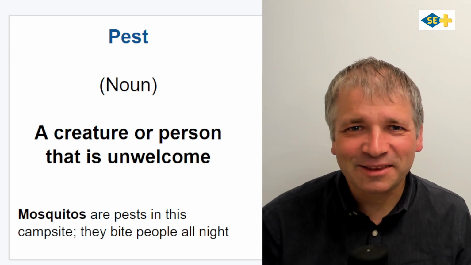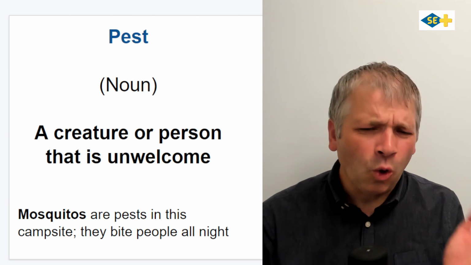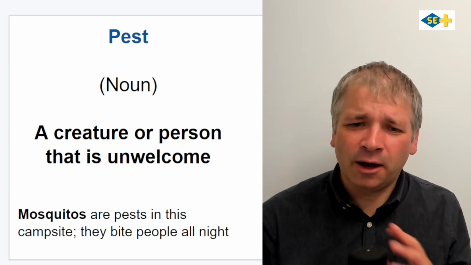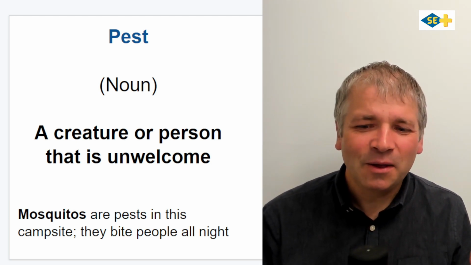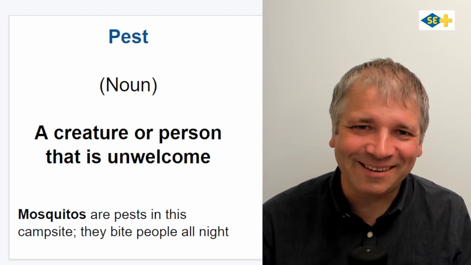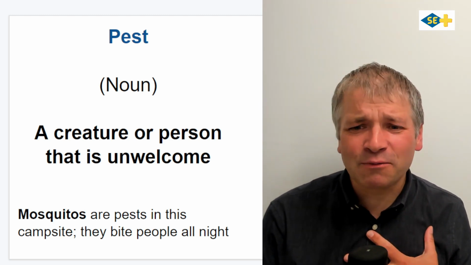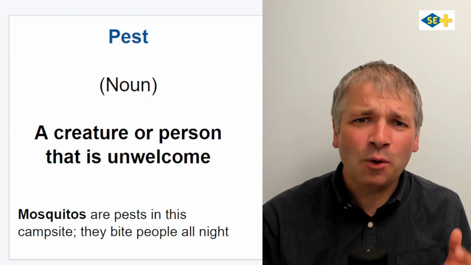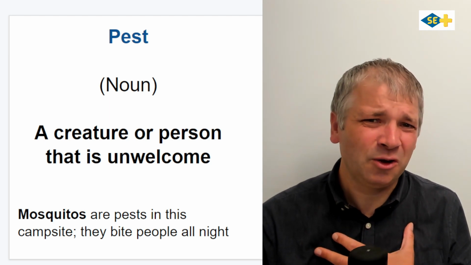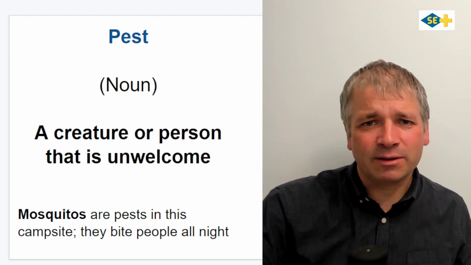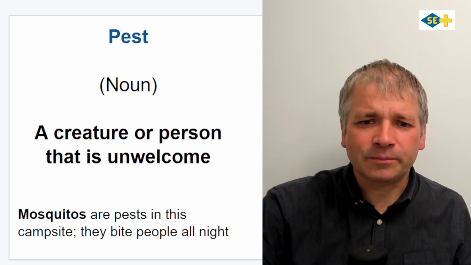Pest. This is a noun and it can mean a creature or a person that is unwelcome. So mosquitoes are pests in this campsite. They bite people all night. Have you ever had an experience like that? Now, when we use pest to refer to people, this is a more informal use. So pest means really someone who is annoying you for some reason, and in the practice tasks we will use that form to practice.